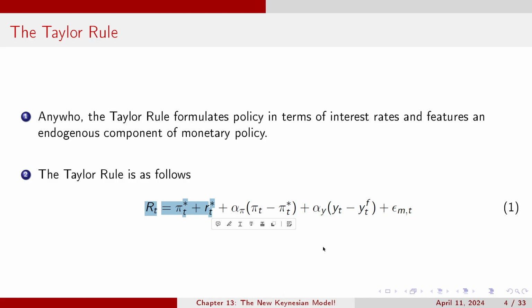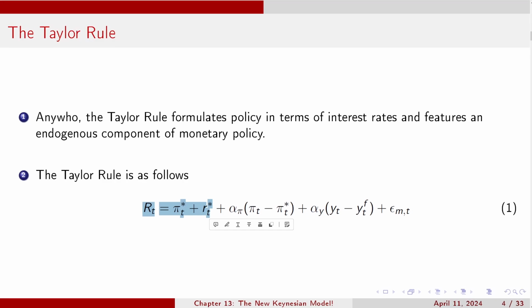What is that? It's the Fisher equation. So when the output gap and inflation gap are closed and they're equal to zero, then we have simply the Fisher equation, which is the relationship between real and nominal interest rates with inflation. But that's only the special case where the output gap and inflation gap are zero.